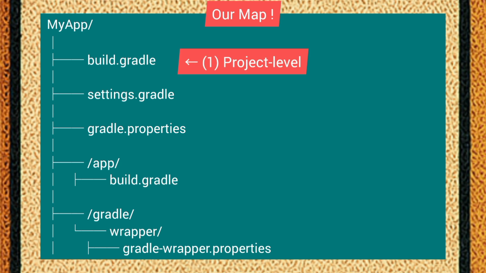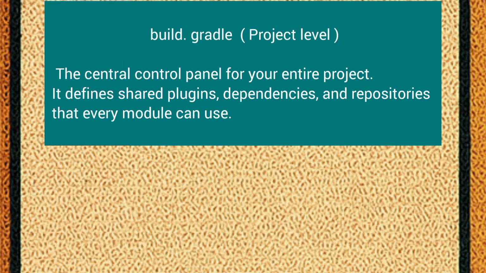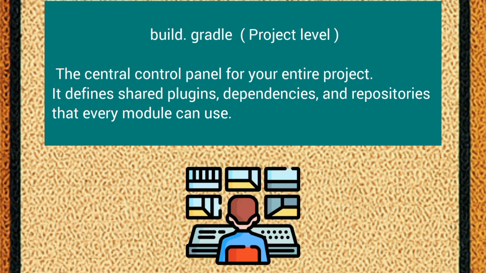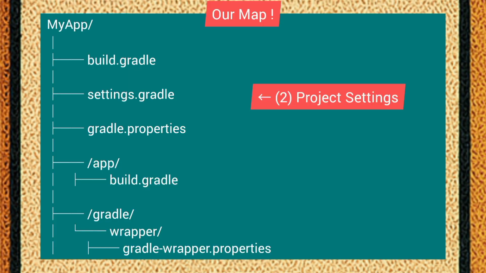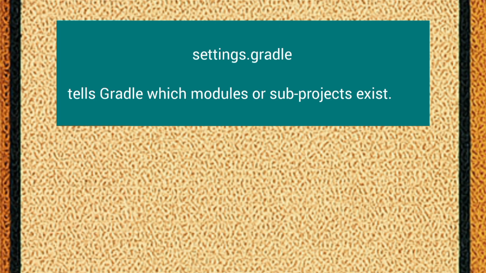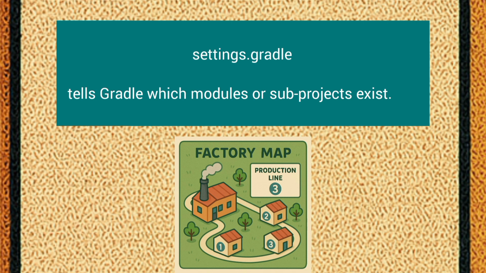Build.gradle, project level. This is the central control panel for your entire project. It defines shared plugins, dependencies, and repositories that every module can use. Think of it like the main control room of a factory. Settings.gradle. This file tells Gradle which modules or subprojects exist. It's like a factory map showing how many production lines you have.